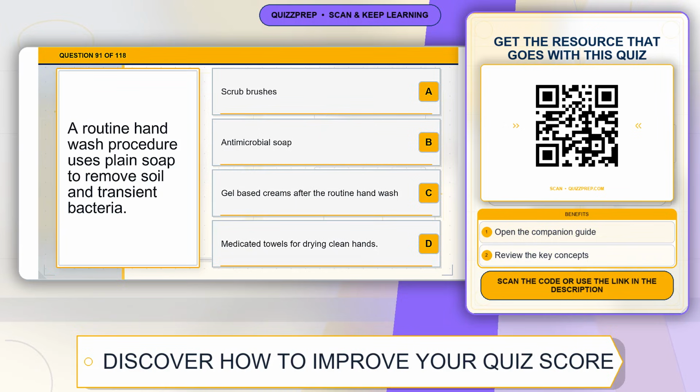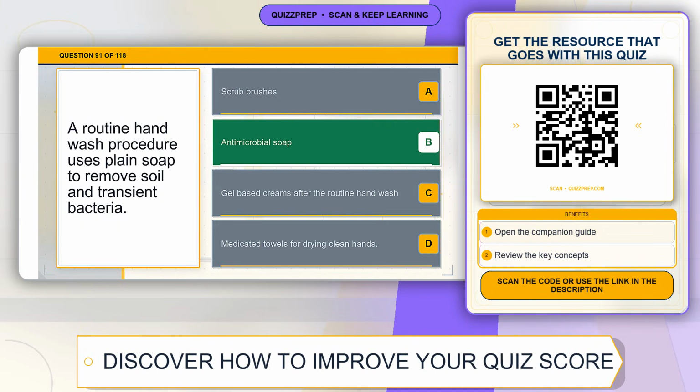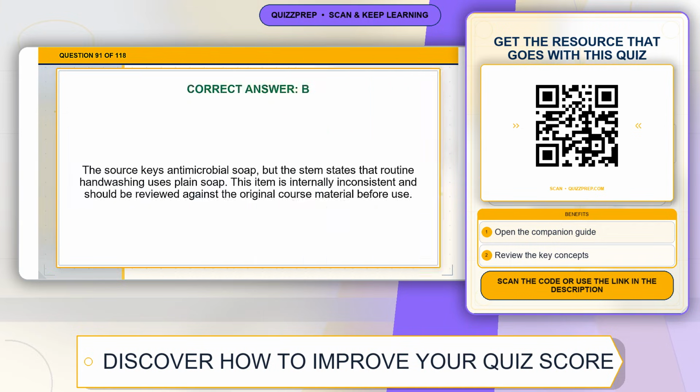Question 91. A routine hand wash procedure uses plain soap to remove soil and transient bacteria. Option A, scrub brushes. Option B, antimicrobial soap. Option C, gel-based creams after the routine hand wash. Option D, medicated towels for drying clean hands. The correct answer is option B, antimicrobial soap. Explanation. The source keys antimicrobial soap, but the stem states that routine handwashing uses plain soap. This item is internally inconsistent and should be reviewed against the original course material before use.